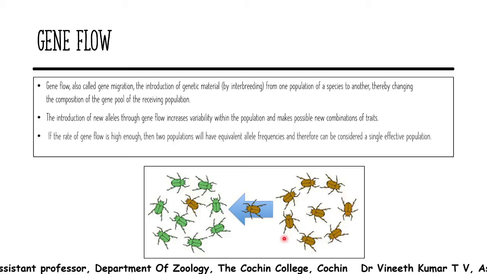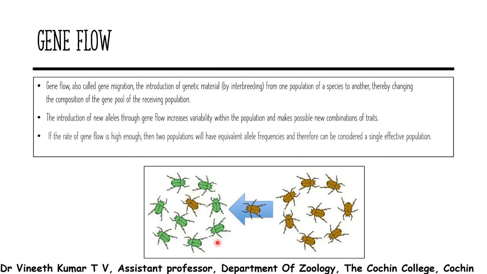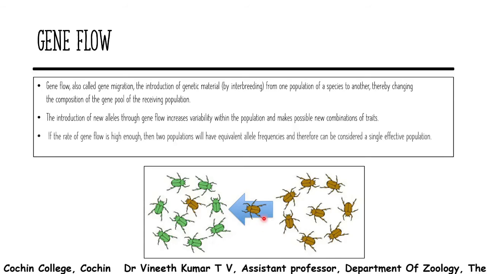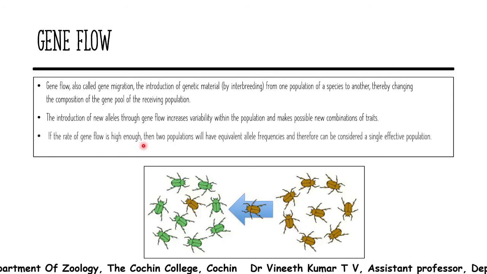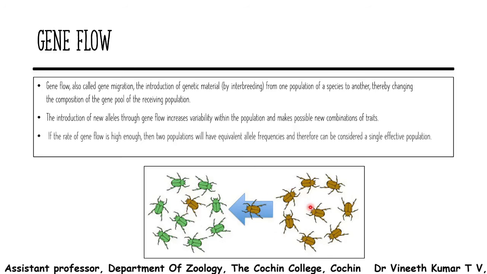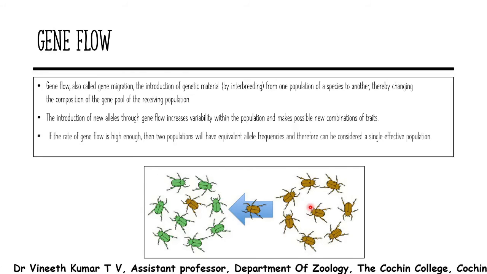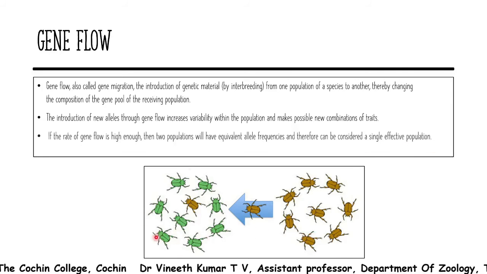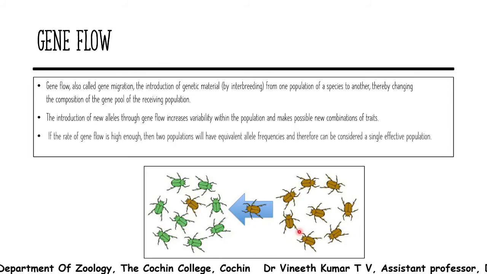At the present time, you consider these as two different populations because their morphological color is slightly different, even though they can interbreed. But when you are having a very high level of gene flow, a very high level of migration happening between the individuals, after a pretty long period you can consider them as a single effective population, because the same number of green and brown will be present on the right side as well as the left side, and this is what is called gene flow.